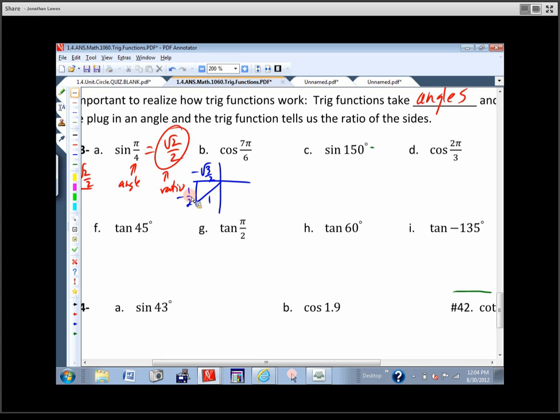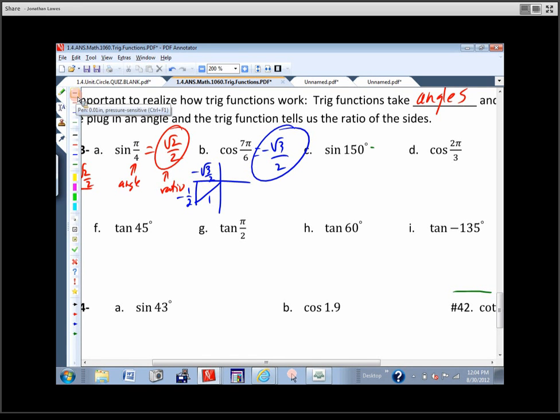Remember, the radius or hypotenuse is always positive, but the x and the y-coordinates can be positive or negative. So if I want the cosine of 7 pi 6, which coordinate do I want? I want the x. I want the one that runs parallel to the x-axis. So this is going to be negative radical 3 over 2, and there we go. Okay, any questions?